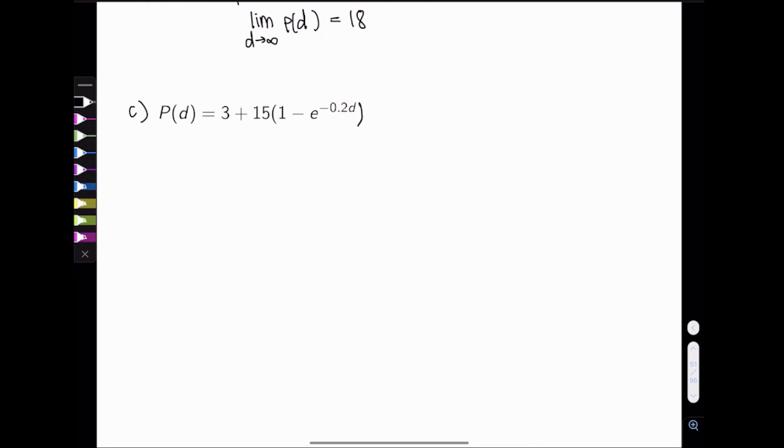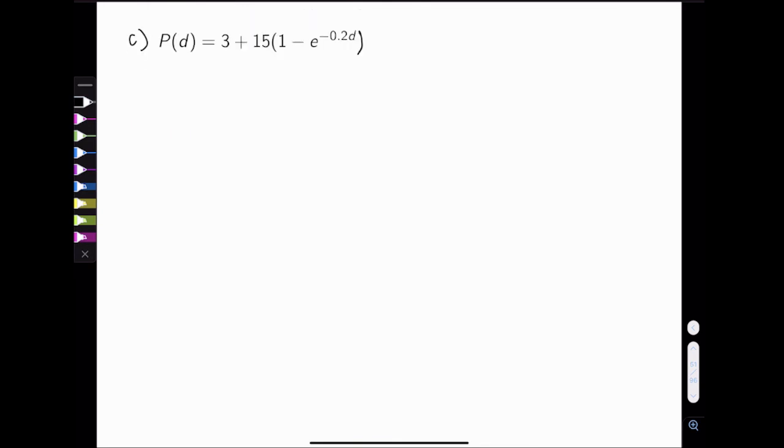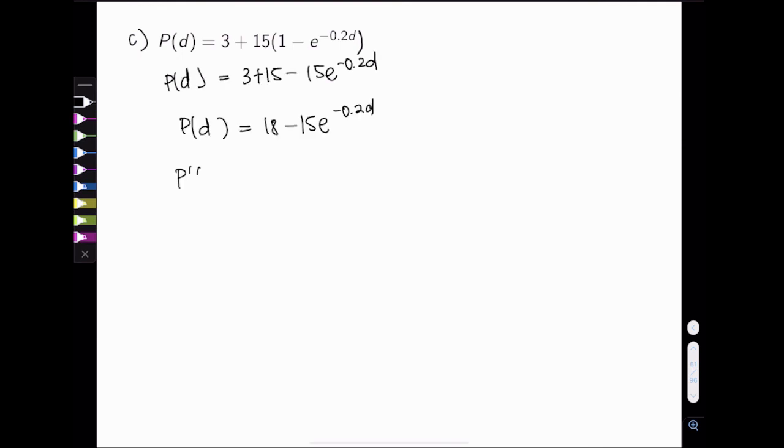Okay, so marginal production rate will be the P prime of D. Let's start by distributing the 15. And then we can take the derivative from there. To not get confused, what I'm looking at is the derivative of 18 is 0, and then minus 15 e to the negative 0.2D, and then times negative 0.2. That's going to be the chain rule. Again, we'll cover that in the later section.